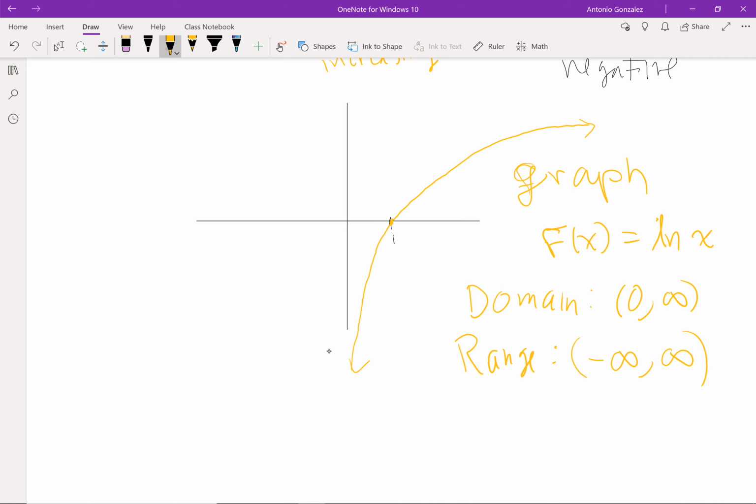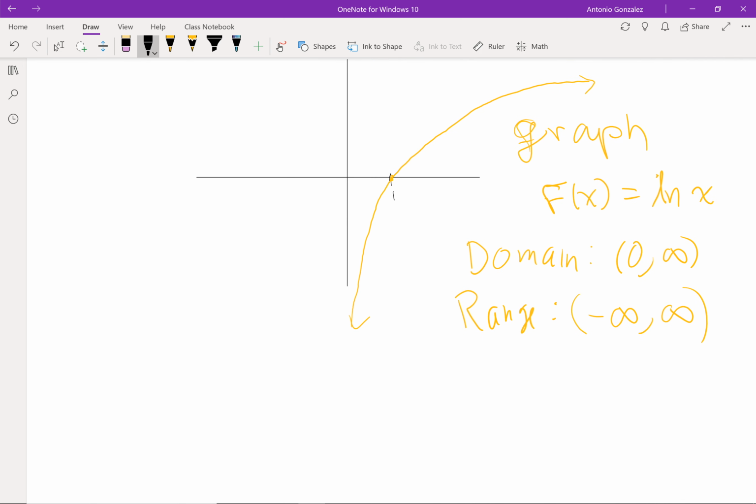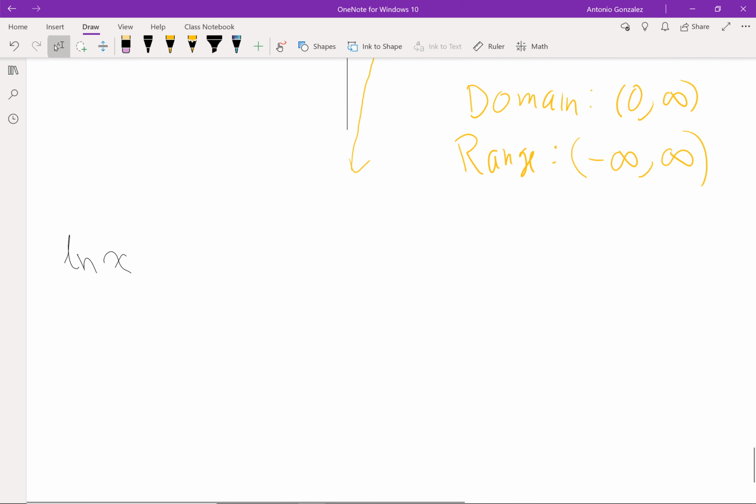Now, another thing that we can notice here from the graph is that ln of x is a one-to-one function. Why must that be true? Well, if it's always increasing, that means that each value it takes on is greater than the previous value. So they're all unique for any value of x. In other words, it passes the horizontal and the vertical line test.